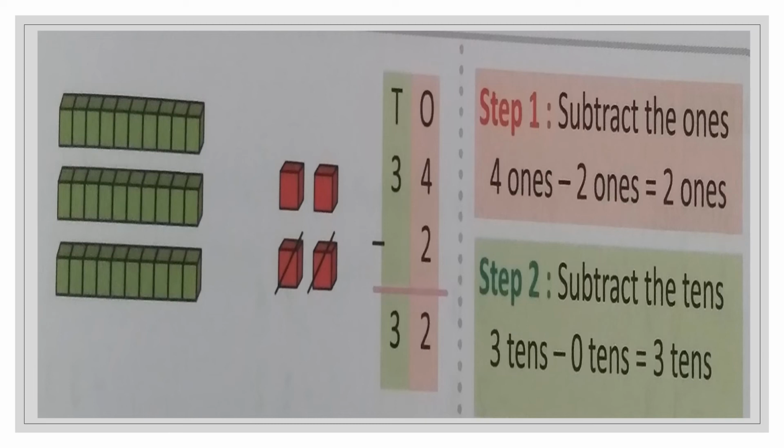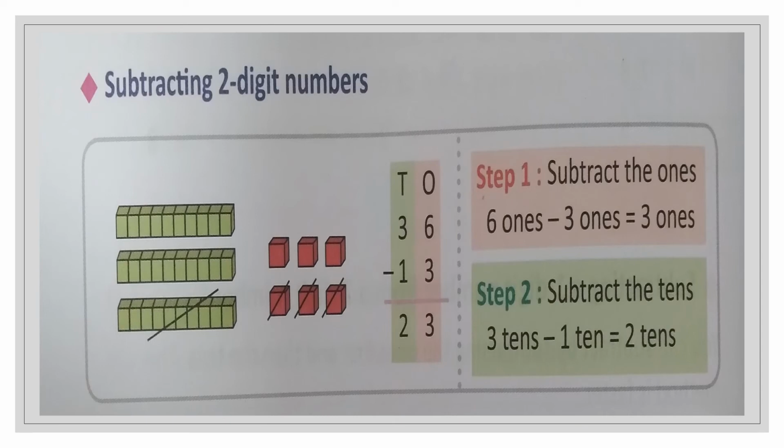Now we subtract tens. 3 tens and 0 tens. 3 tens are there, children, and below no tens are there. So 3 will come as it is. So we get the answer 32. Let us move forward with subtraction of 2 digit from 2 digit. Here we subtract 13 from 36.